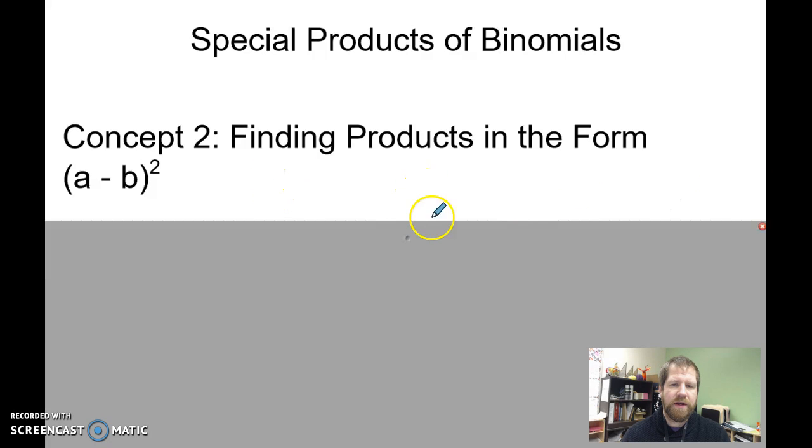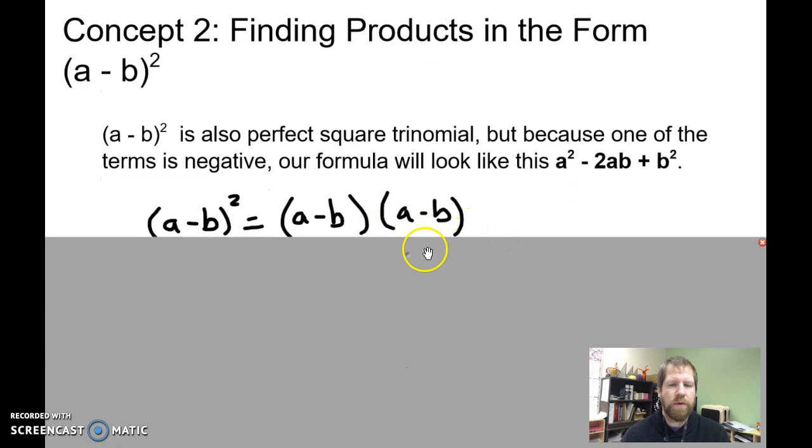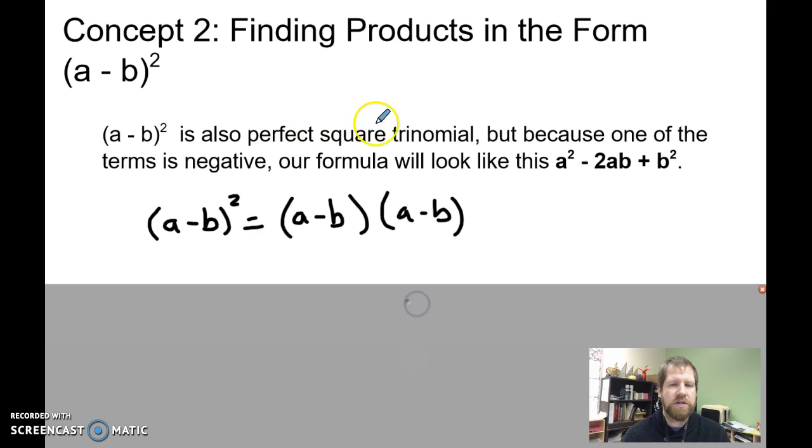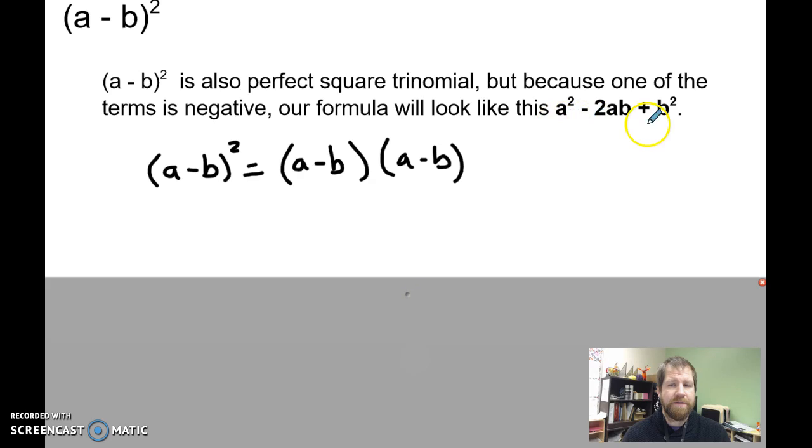Concept 2, finding products in the form a minus b squared. So a minus b squared is still a perfect square trinomial, right? We're still squaring what's happening inside this binomial. But our formula is going to be slightly different, okay?